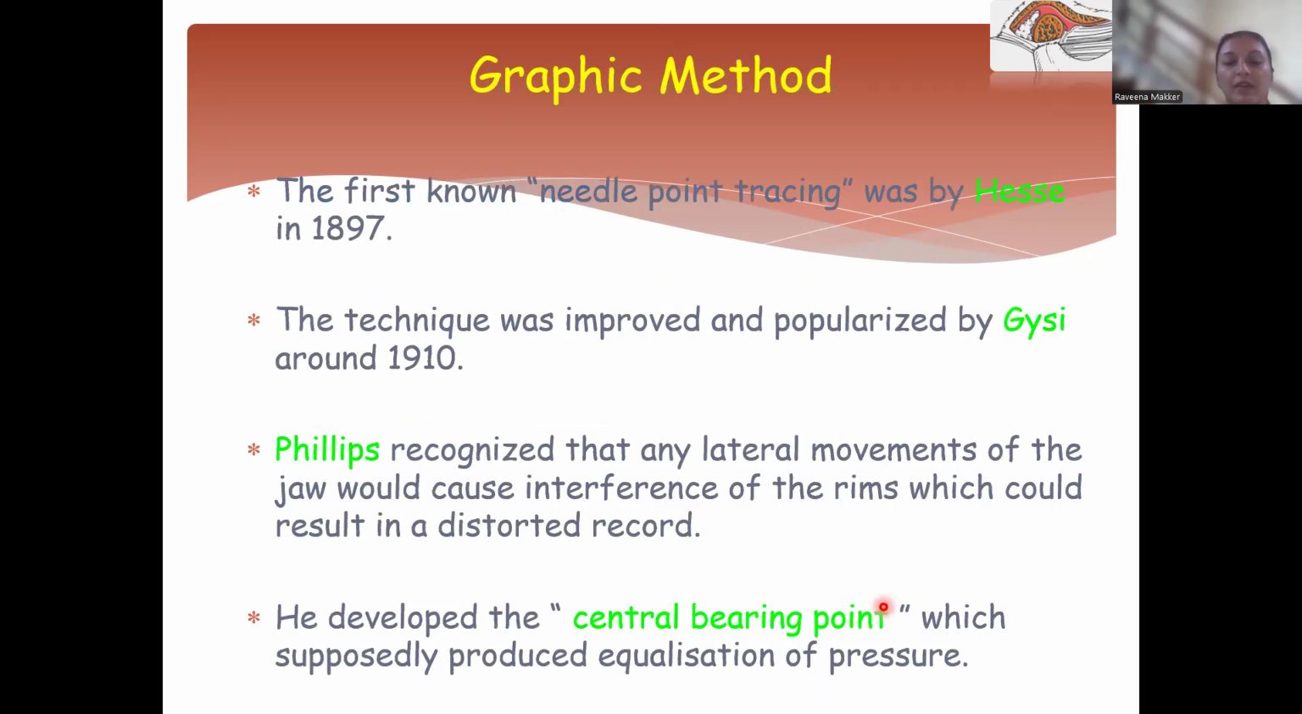And next is the graphic method. The first known needle point tracing was by Hess in 1897. The technique was improved and popularized by Gysi around 1910. Now, Phillips recognized that any lateral movements of the jaw would cause interference of the rims, which would result in a distorted record. He developed the central bearing point, which supposedly produced equalization of pressure.